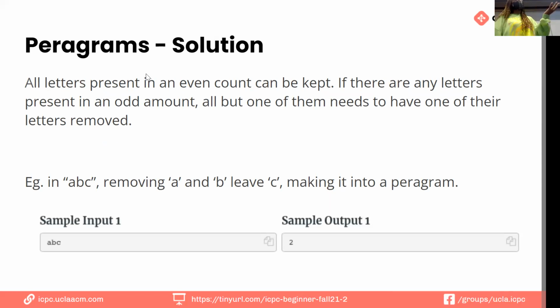Basically all letters that are present in an even amount can be kept. And if there are any letters present in an odd amount, then all but one of them needs to have one of their letters removed. So it's basically the number of letters with an odd frequency minus one, right? So in ABC, if you remove A and B, we leave C, which makes it a paragram. And hopefully you can see why that is the case. If it's even, then we can have it on either side. And if it's odd, we can't have it on either side, unless there's only one of them, in which case we can have one in the middle. And that would make it an anagram of a palindrome.